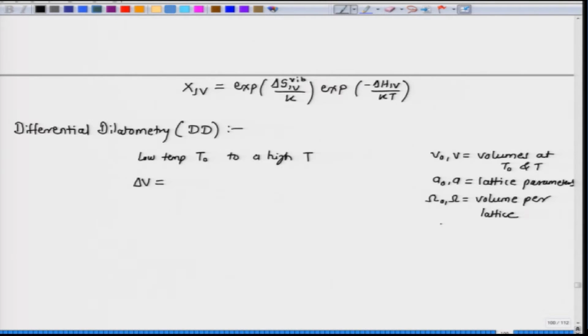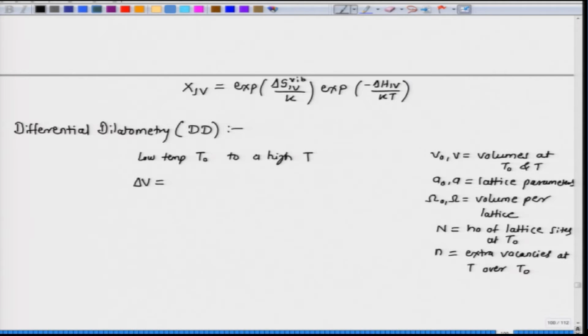And let us suppose at T0 there were big N lattice sites, and as we heated to T, because of the extra vacancies which have to be created to maintain the equilibrium vacancy concentration at T, there are small n vacancies which have been added. So, small n is the number of extra vacancies at T over those at T0.